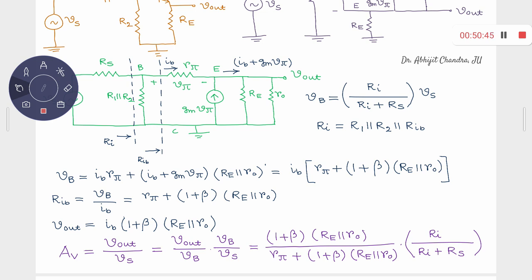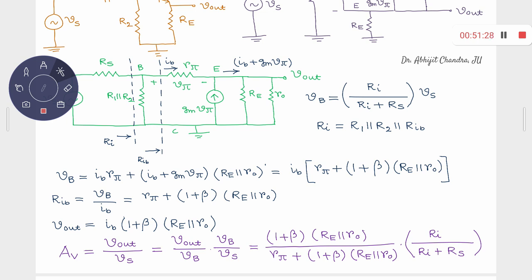Right? If you take this R1 and R2 into consideration, then your Ri is equal to R1 parallel R2 parallel RiB. But if you just take a look at this RiB, that is the input resistance for this common collector amplifier, what is that? r pi, you already have this good old r pi. Apart from that, you have a new contribution, (1 plus beta) times RE parallel ro. And beta times RE is typically large. Suppose beta is 100, so some hundreds of kilohms, plus some r pi. So that means close to say a few hundreds of kilohms.